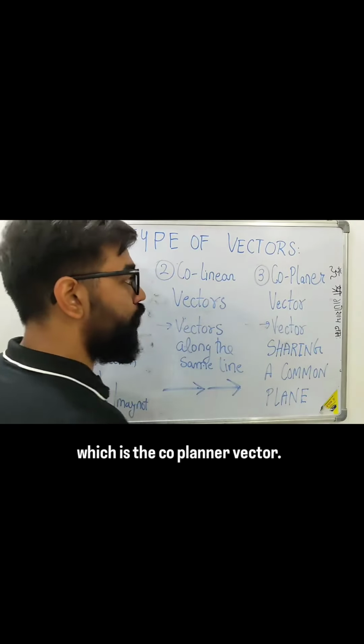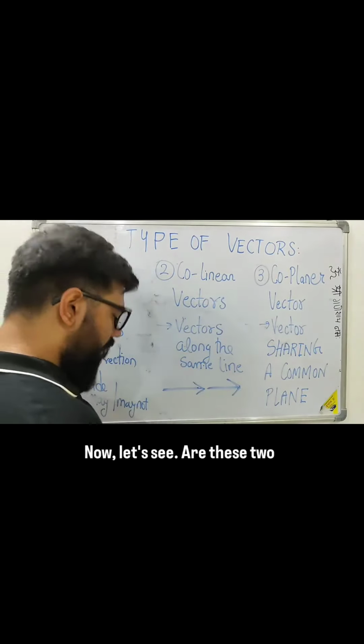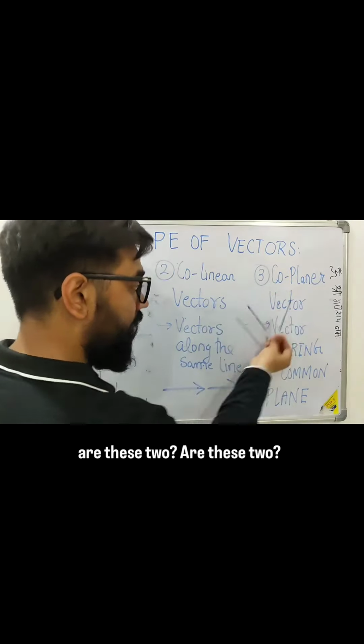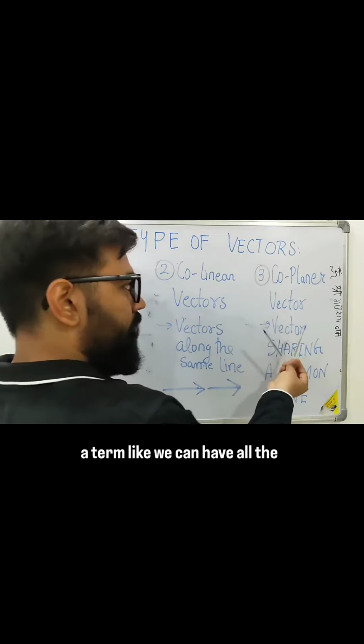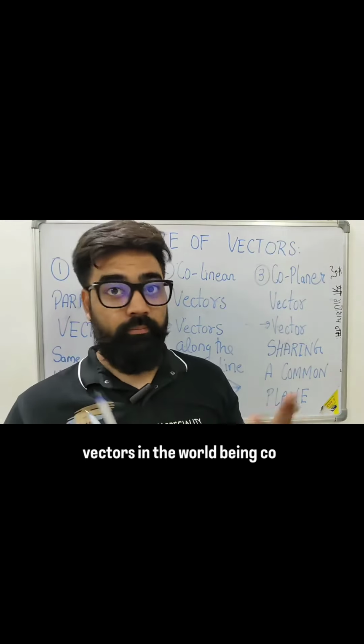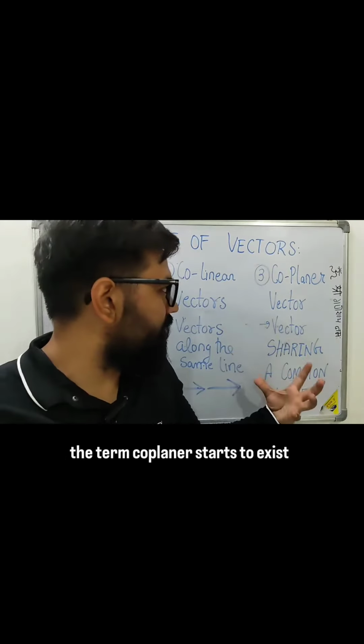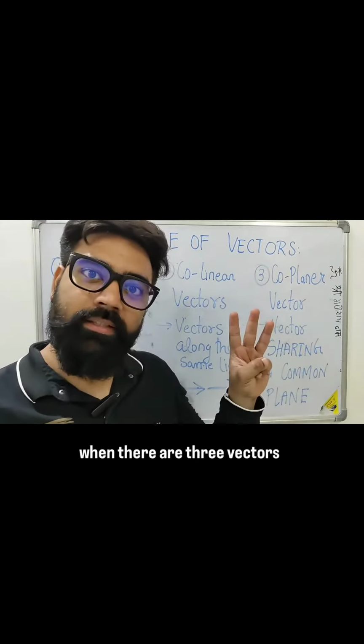Now let's go with the third one, which is the coplanar vector. Now let's see, are these two vectors coplanar? Yes. Are these two vectors coplanar? Yes. Are these two? Yes. Then why is it a term? Like, we can have all the vectors in the world being coplanar. No, there's a catch. The term coplanar starts to exist when there are three vectors in play.